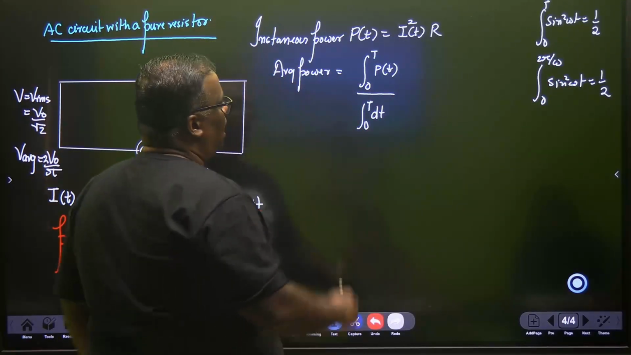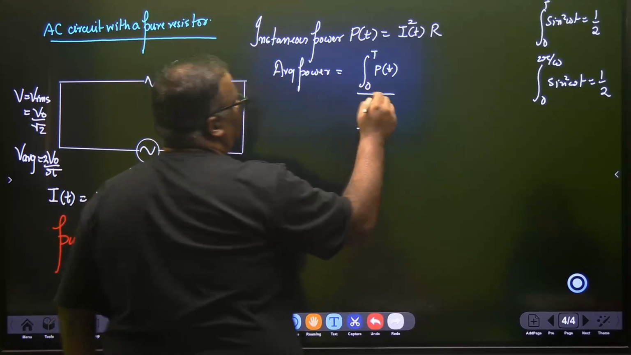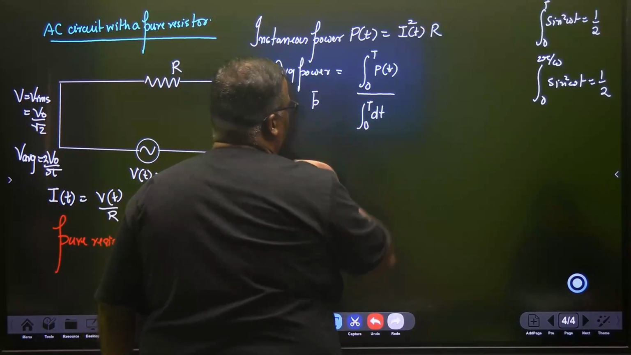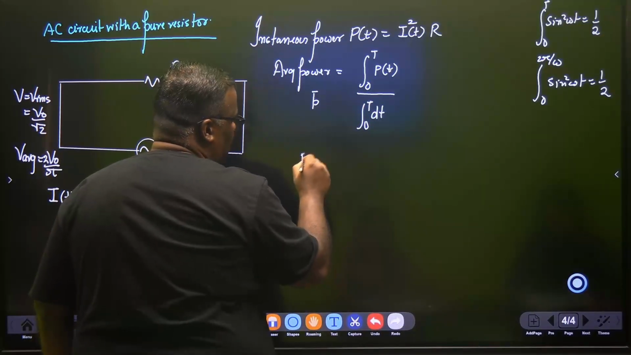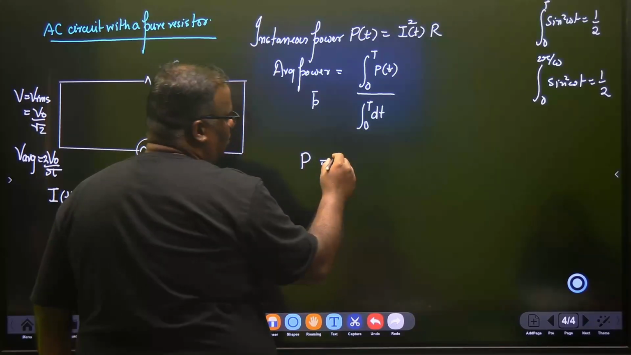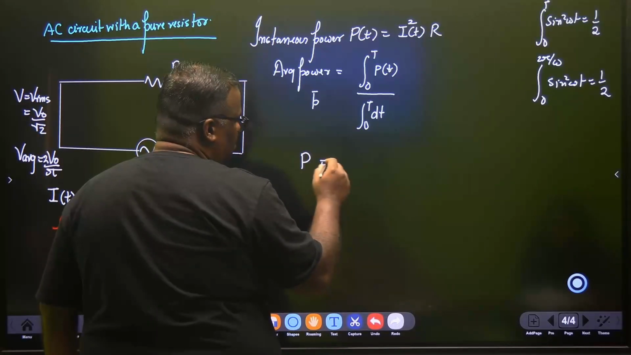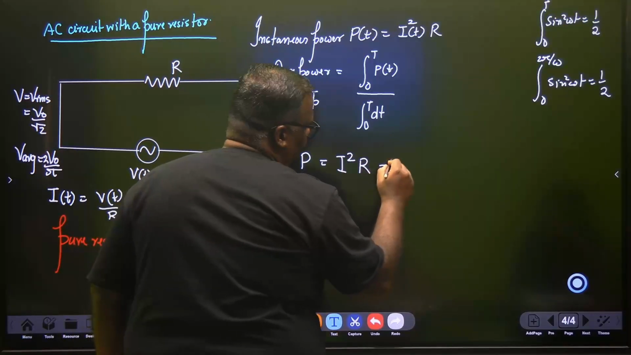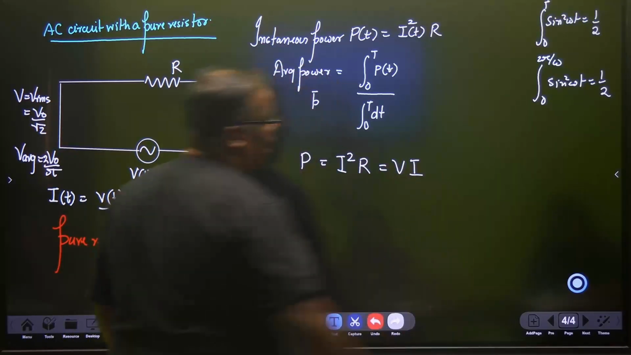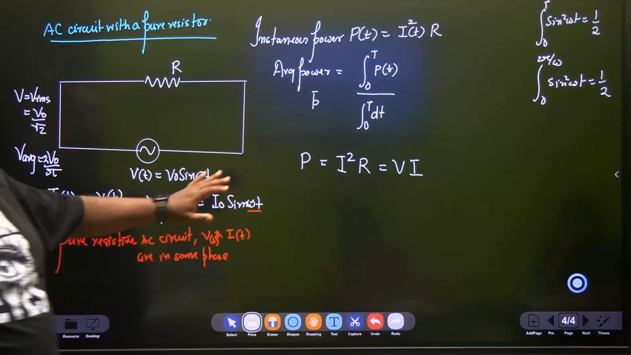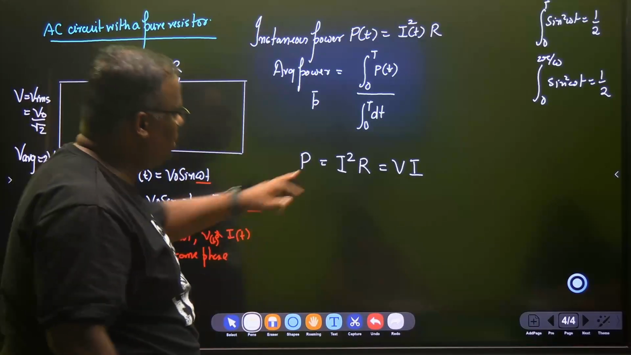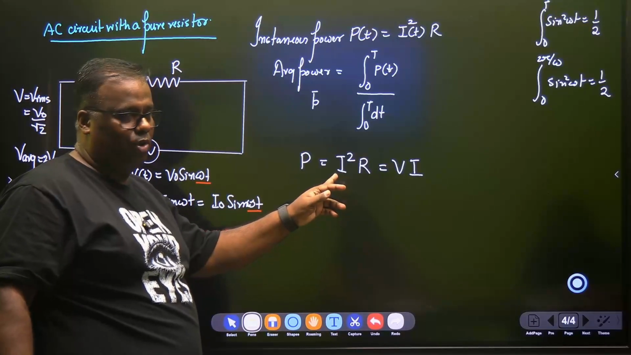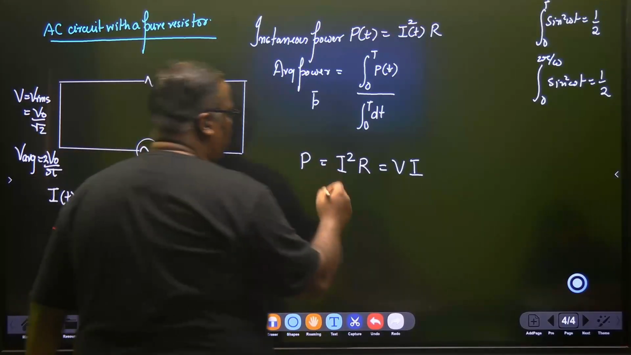So this average power is actually your P bar. But when you finally calculate, instantaneous power and average power will be the same. So sorry, RMS power will be given by I square multiplied by R, which is also equal to VI. You want to see this now in the average definition? Let's see this in the average definition.